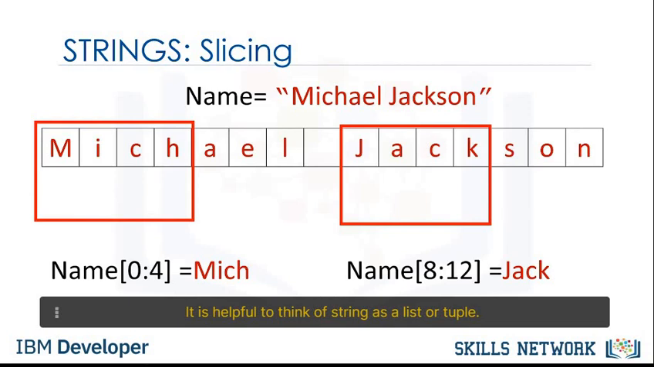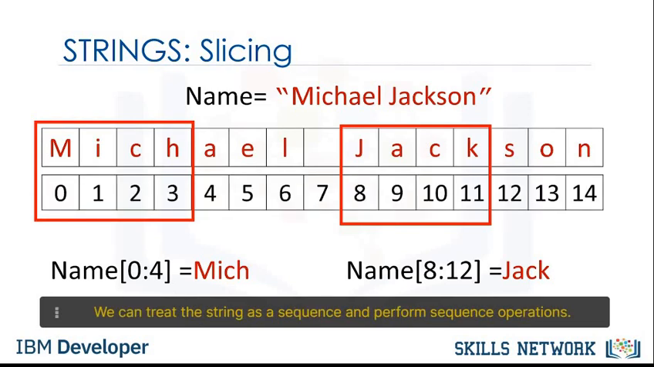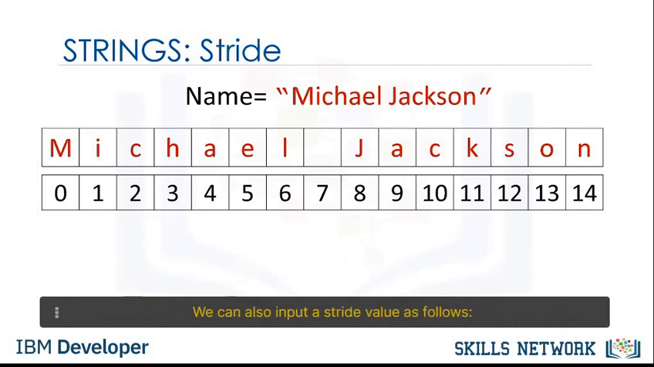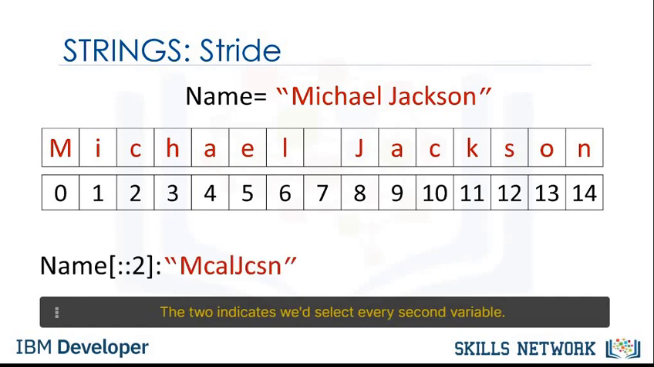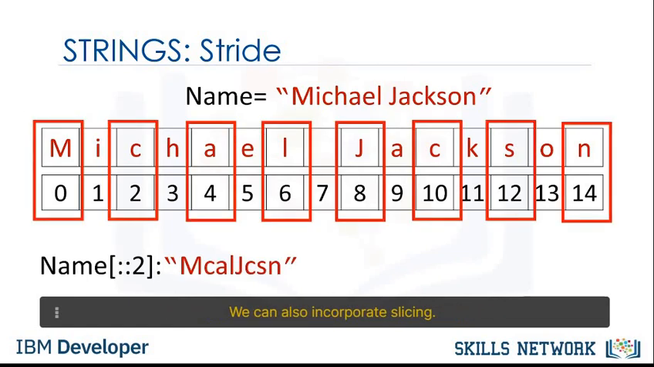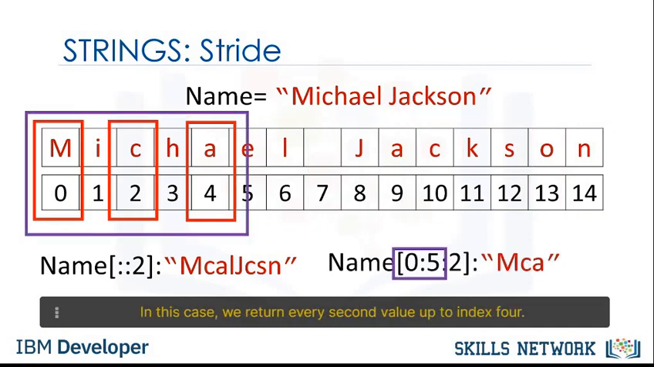It is helpful to think of a string as a list or tuple. We can treat the string as a sequence and perform sequence operations. We can also input a stride value as follows. The 2 indicates we'd select every second variable. We can also incorporate slicing. In this case, we return every second value up to index 4.